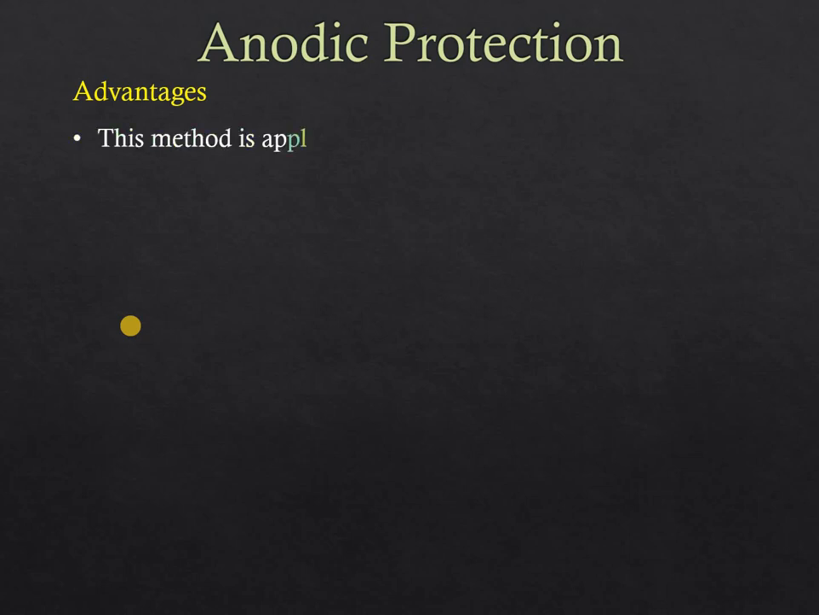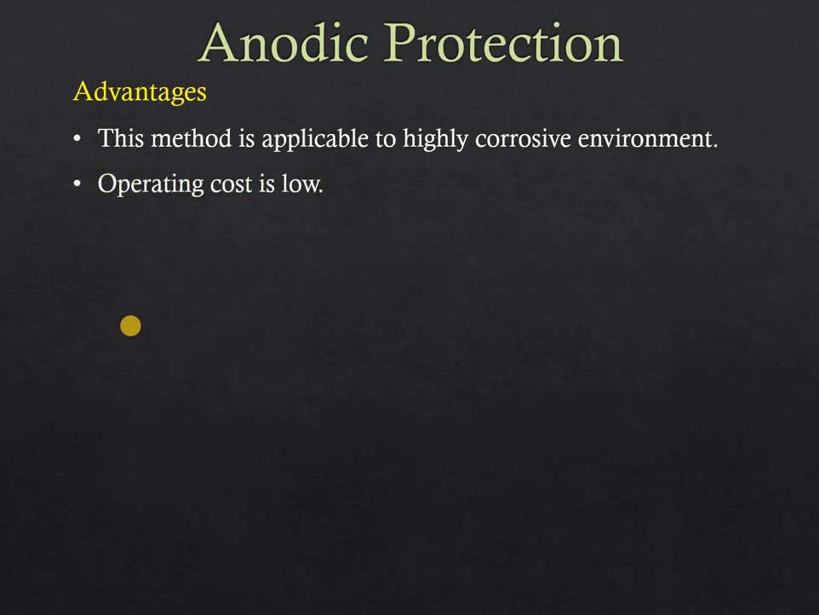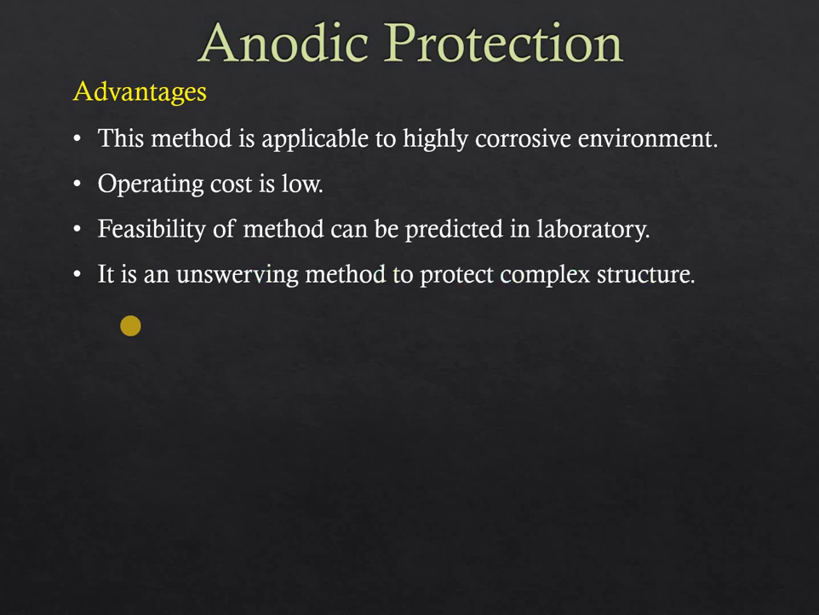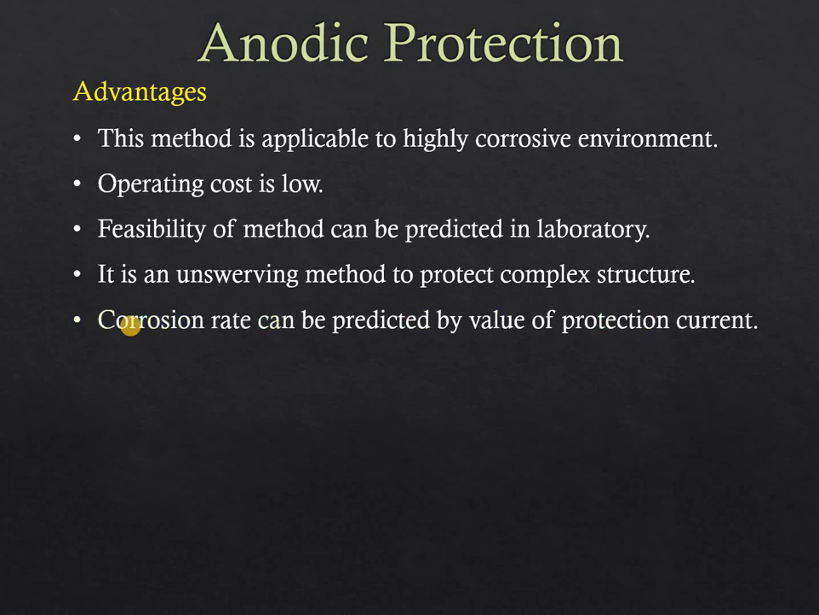Advantages: this method is applicable to highly corrosive environments. Operating cost is low. Feasibility of the method can be predicted in the laboratory. It is an unfailing method to protect complex structures. Corrosion rate can be predicted by the value of the protection current. That means by knowing the ammeter reading we can control the corrosion rate.